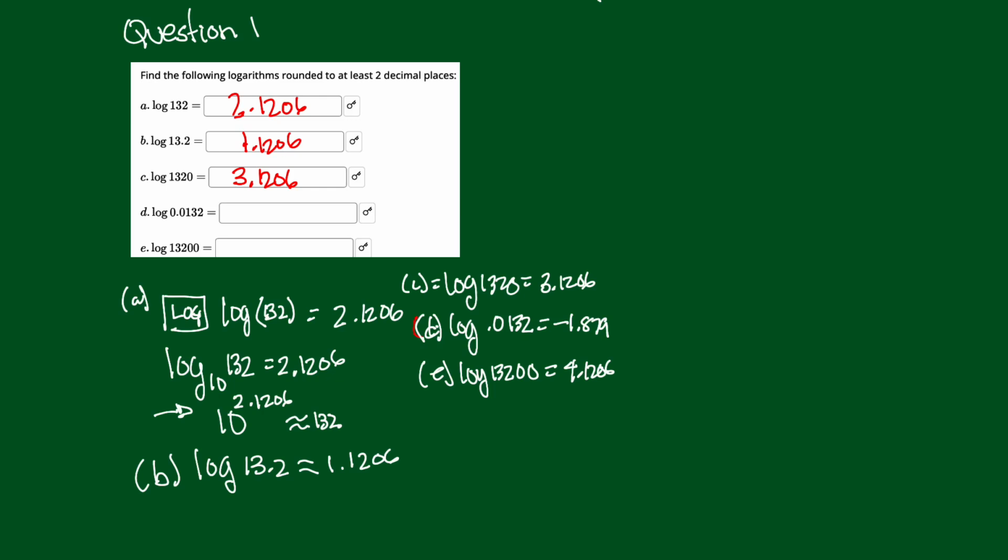And that doesn't surprise me because back here, when I multiplied by 10, I got the 3, and now I'm multiplying by 1,000, so I'm going to get the 4. All right, so to finish it off, this will be 4.1206, and this one here was negative 1.879. Good enough.